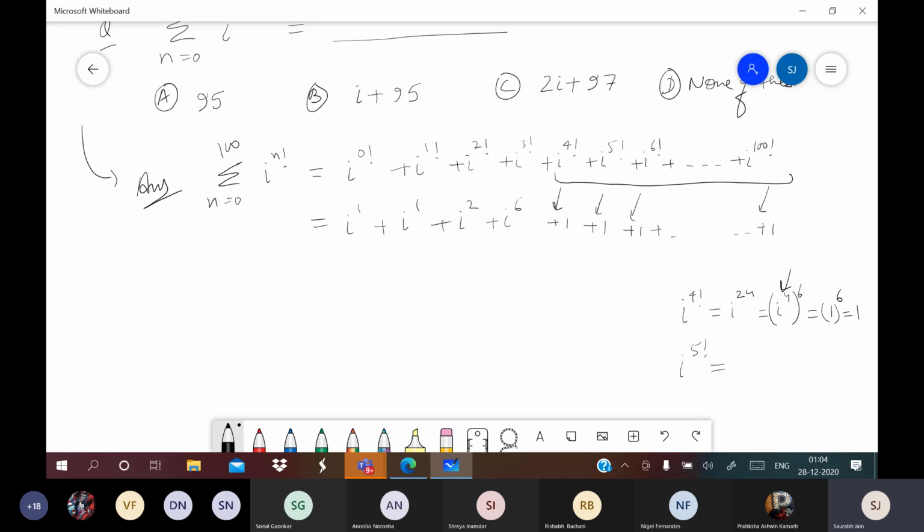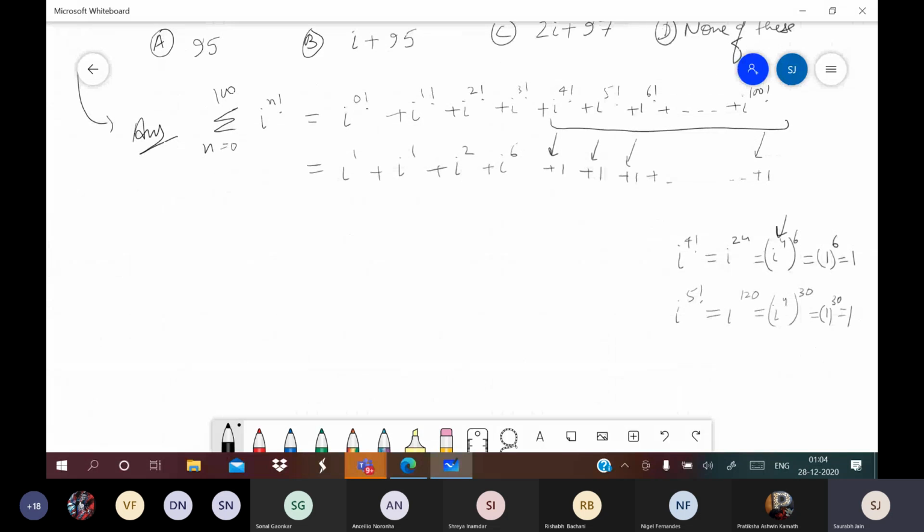Now in 5 factorial also there will be a 4. 5 factorial is 120. This can be written like this, iota to the power 4 to the power 30, which is 1. Now this is again 1. So are you getting it? Every time you will be having 1 as the answer.